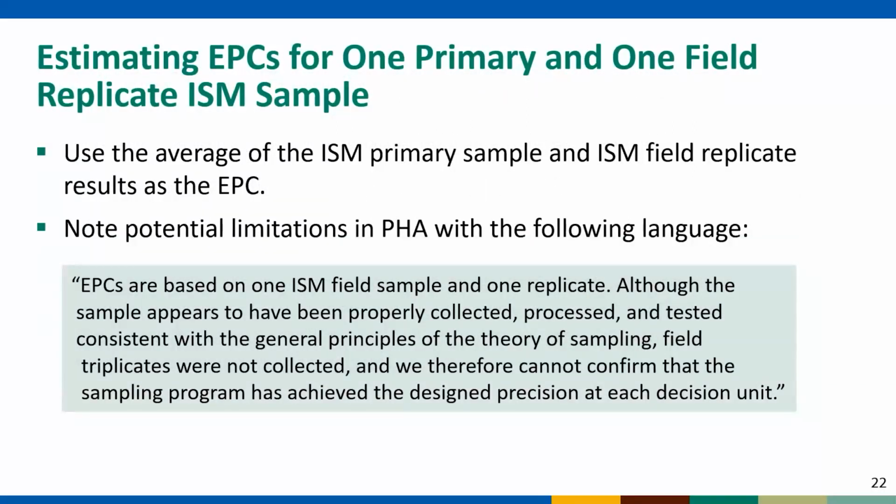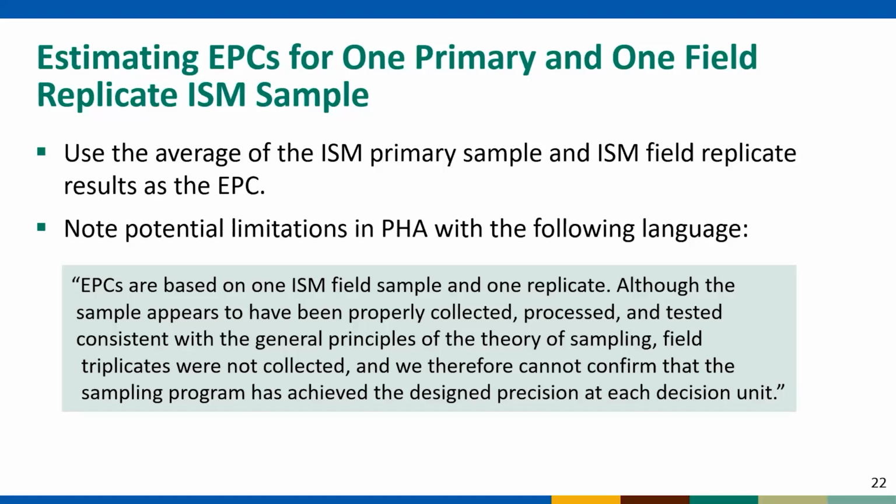If only a parent ISM field sample and 1 field replicate are available, these would be called duplicates, and you have determined the data are of good enough quality and representative of the exposure unit based on the available information, use the average of the primary ISM sample and the field replicate as the EPC.